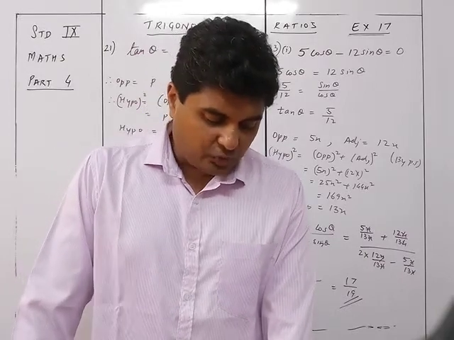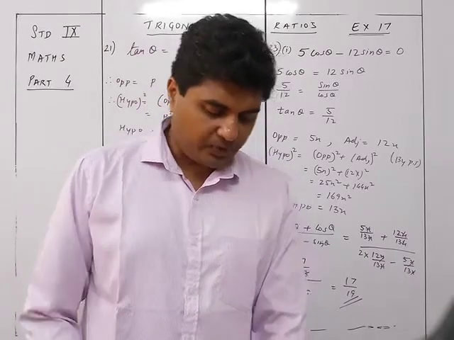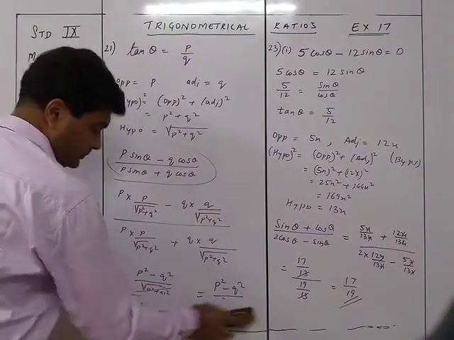Right. So that was the first part of 23. Now we see the 24th sum. So sum number 24.